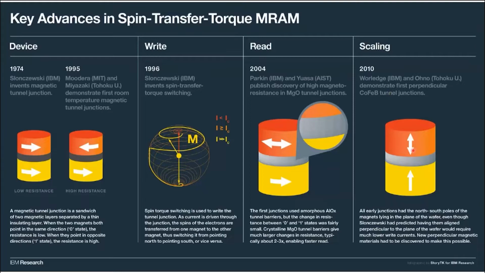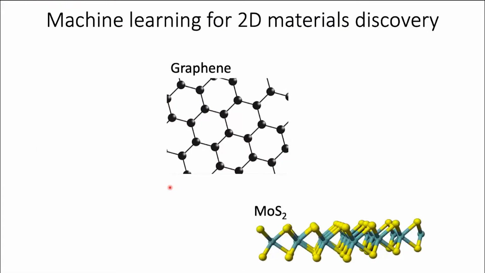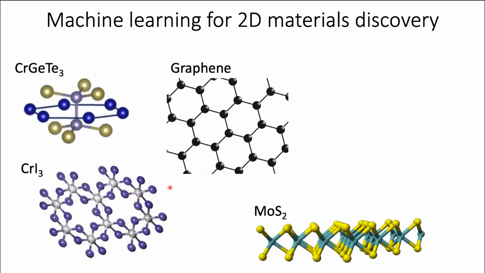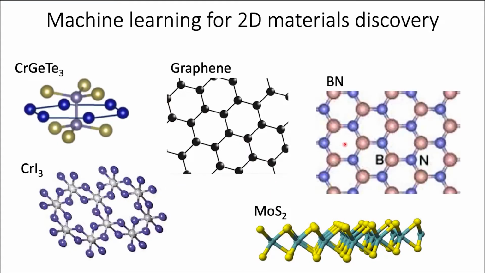So the idea is to use perhaps 2D materials with intrinsic magnetism to perform this task and perhaps other tasks. And identifying the right materials is going to be a challenge here. So take, for instance, graphene, MoS2, chromium germanium telluride, chromium triiodide, and boron nitride. Can you tell by examining the crystal structure and the chemical composition what the properties are? Can you tell that graphene, for instance, is conducting, with the Dirac cone, and boron nitride is insulating, or that chromium germanium telluride and chromium triiodide are magnetic, just by inspecting the crystal structure or the chemical composition?